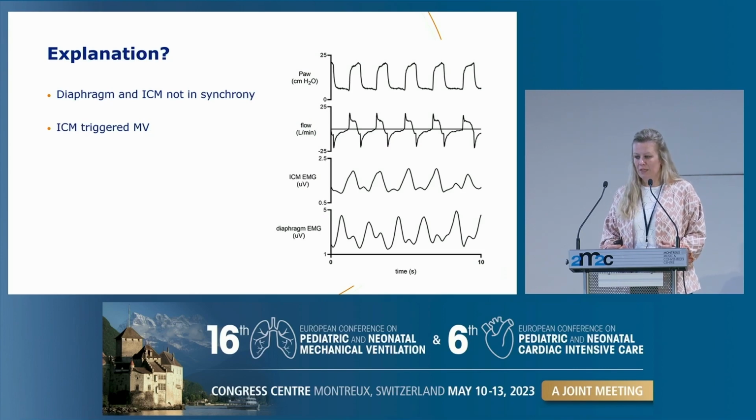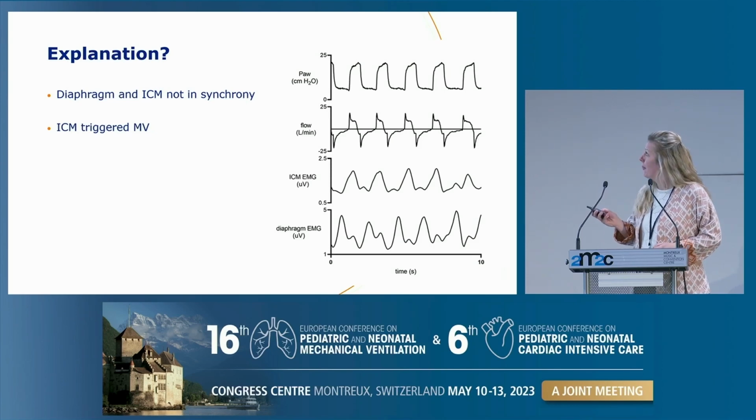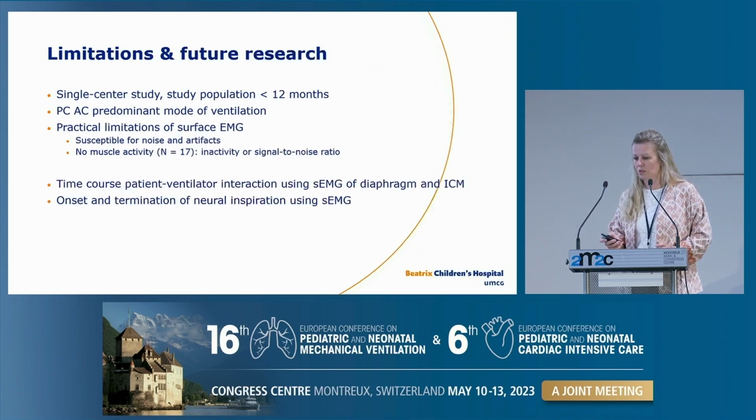Can we explain this? When we take a look at our tracings, so this is a tracing of a very small part of one patient, we saw that the diaphragm and the intercostal muscles were not in synchrony. So the intercostal muscles triggered the ventilator, and the diaphragm is totally out of sync with the ventilator and the intercostal muscles. We had some limitations.